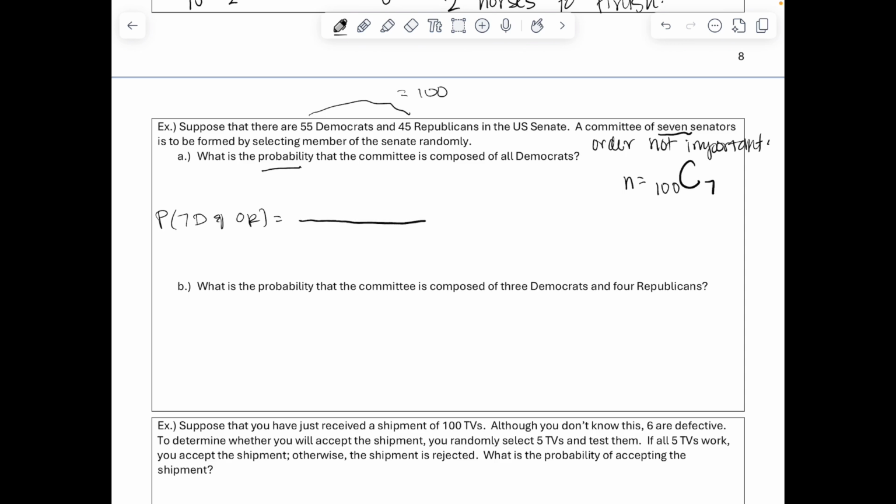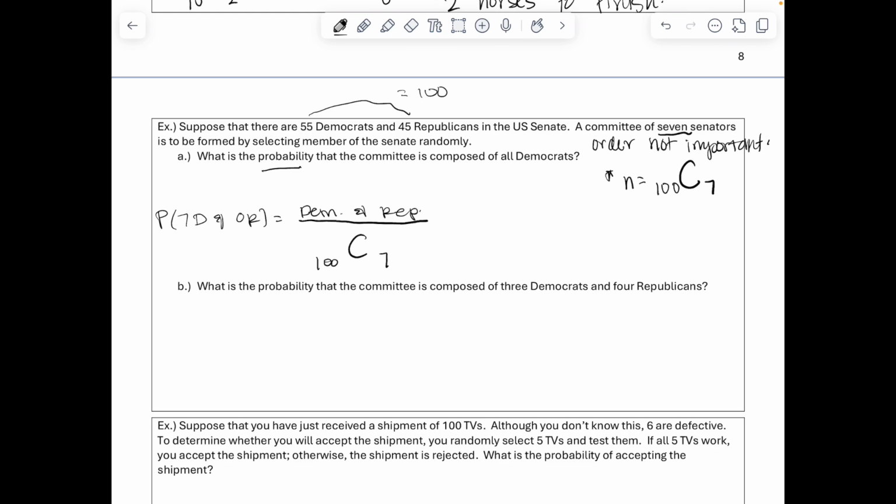Since we're asking about probability, I'm going to draw a line here and talk about our denominator and our numerator. Our denominator is going to be that sample that we just came up with, which is 100 choose 7. For the numerator, I'm going to look at each of these things individually. We have 2 groups, Democrats and Republicans. So up in the numerator, I'm going to write Democrats and Republicans.